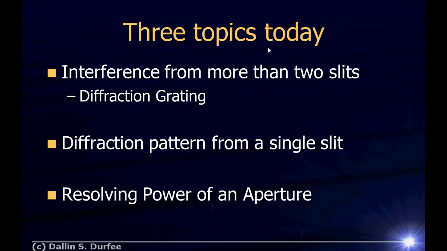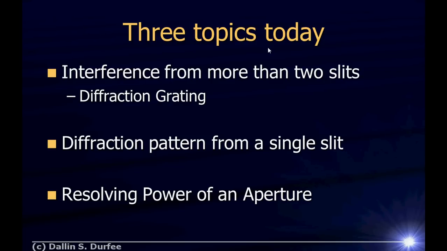We're talking about three big topics today. One, we're going to talk about what happens when you get interference from more than two slits, focusing on the diffraction grating that has lots of slits. Then we're going to talk about the diffraction pattern you get from a single slit. Interference can cause a pattern to appear even if you only have one slit. And that's kind of weird. We'll talk about why and what it does.